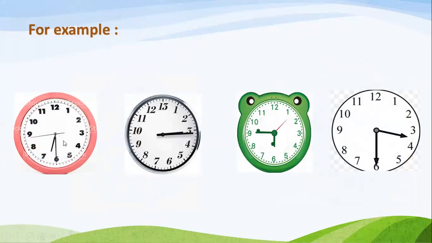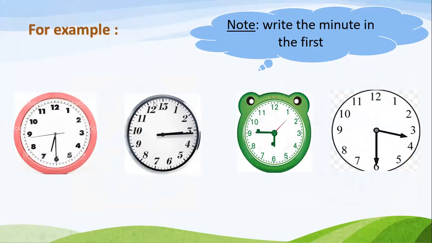Let's solve these examples to make sure. First, we have a note that if we write the clock in analog form, we write the minutes first. So, what is the hand that reads the minutes? Long hand or short hand? The long hand. It's long, so it reads minutes.